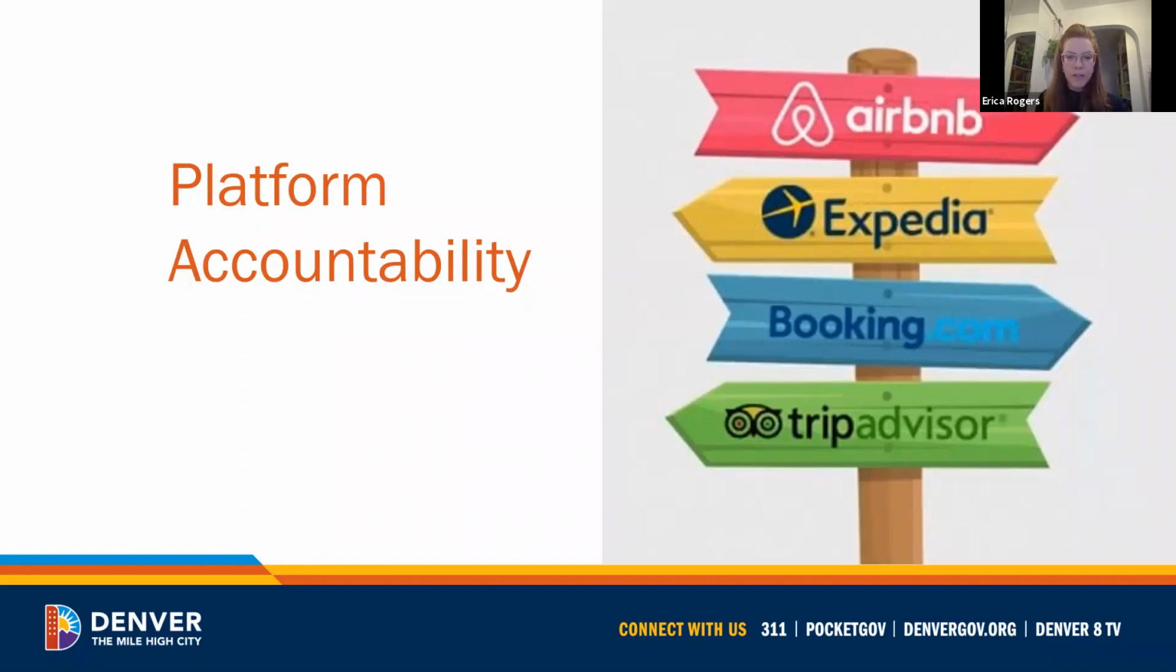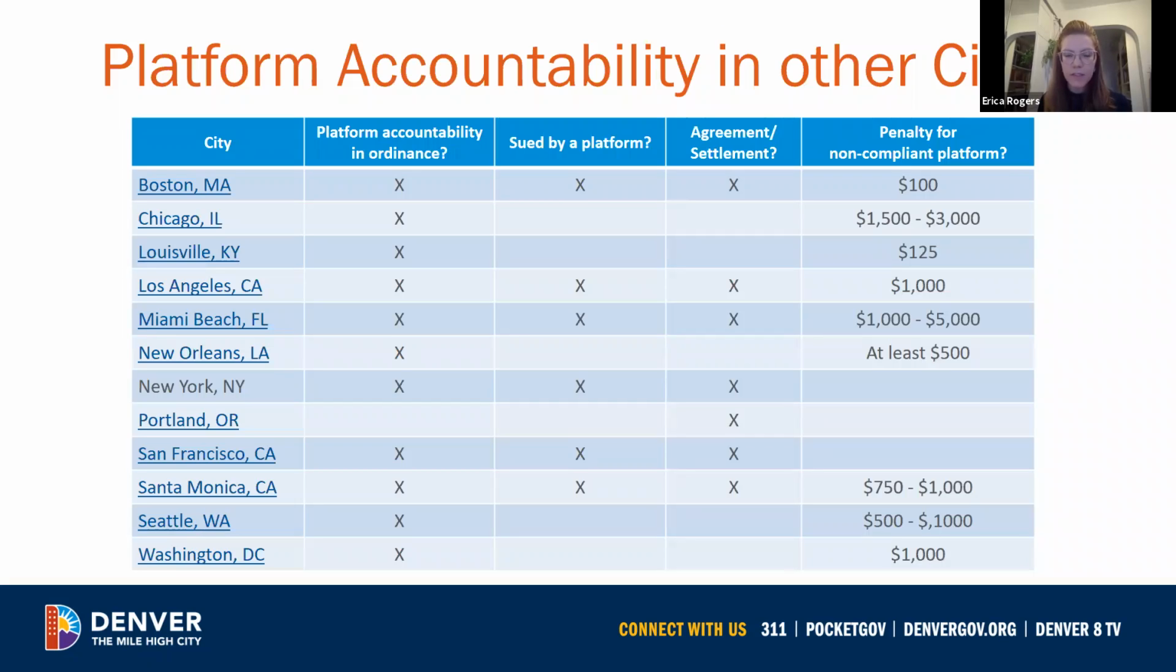So about a year ago, last summer, we looked at platform accountability in other cities. I just added this slide so that if anyone wanted to refresh their memory on some of the other cities we looked at, I tried to link to some of the relevant ordinances or websites for those cities. But you can see that many cities are starting to look at some kind of platform accountability in their ordinances, and that varies city by city. Some have licensing requirements, some have reporting requirements, some simply have unlawful acts. So different cities do it differently.